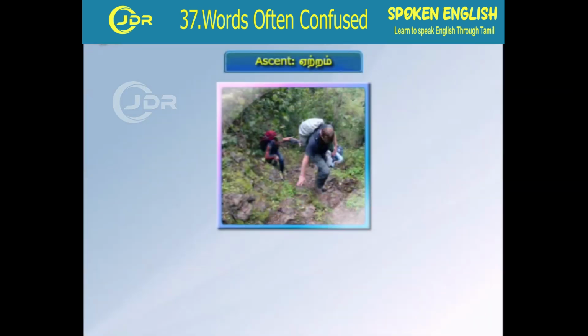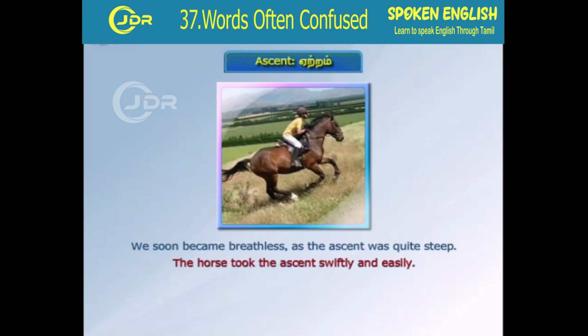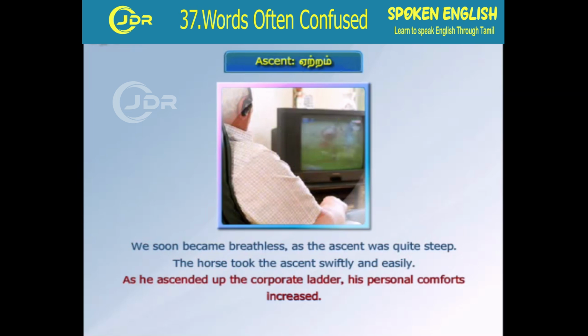Ascent. ஏற்றம். We soon became breathless as the ascent was quite steep. The horse took the ascent swiftly and easily. As he ascended up the corporate ladder, his personal comforts increased.